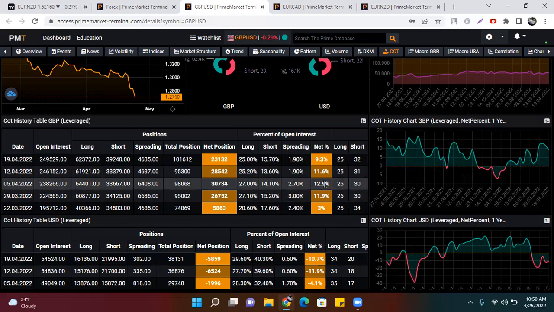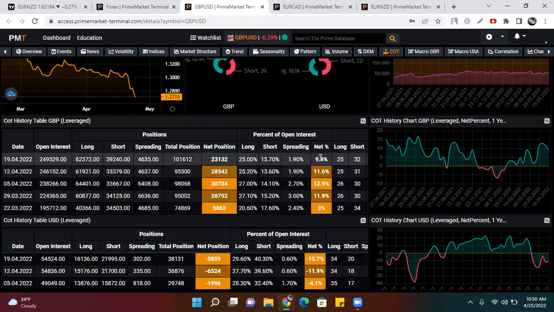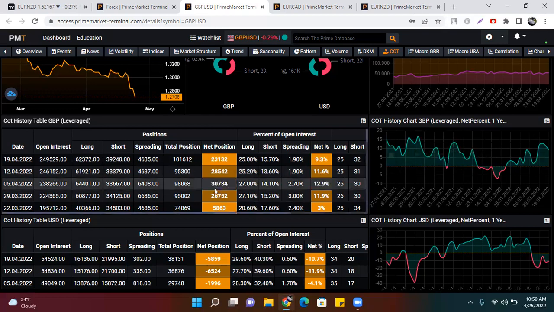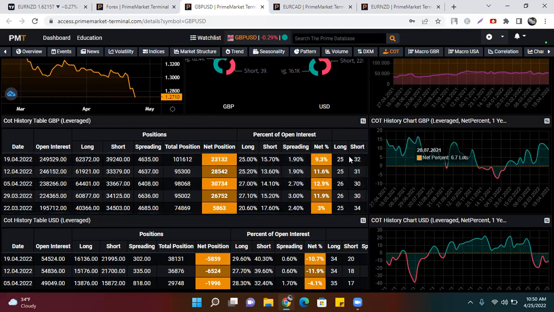So you wait, because I am expecting the Great British Pound to fall, right? Because given all of the things that I just showed you. And then they went from 12.9 to 11.6. Okay, it's a sign of them pushing bearish lots. And then they went from 11.6 to 9.3, pushing more bearish lots. So this is making me think that institutions currently, as we speak, are going to be pushing below this equilibrium right here and going into net negative for the Great British Pound in the coming weeks.